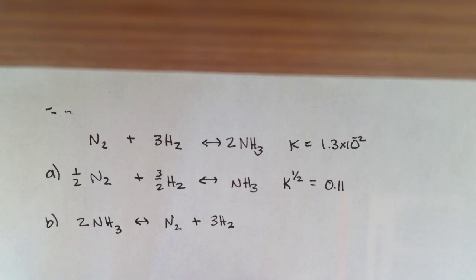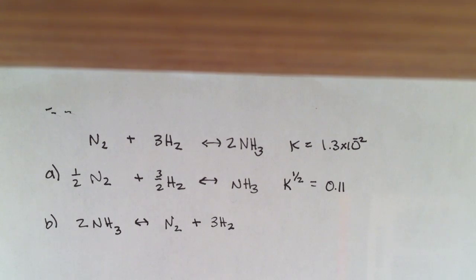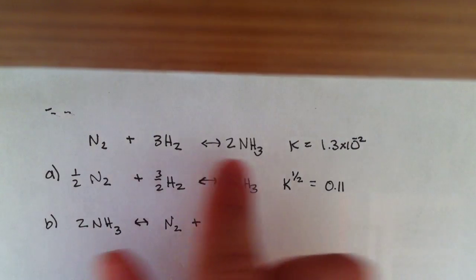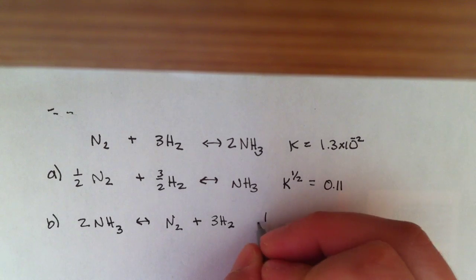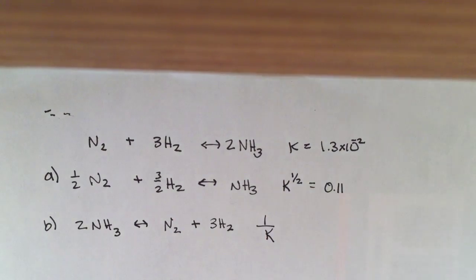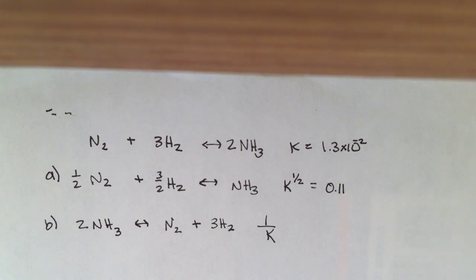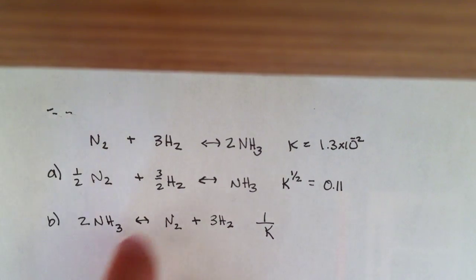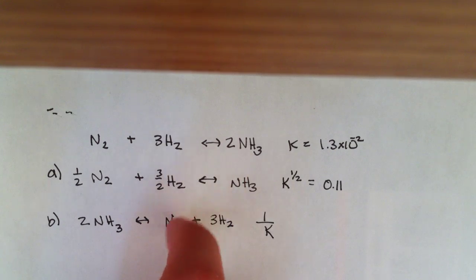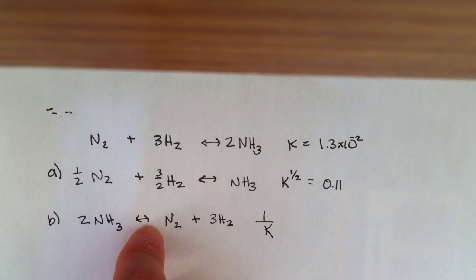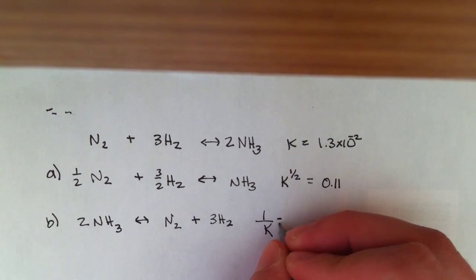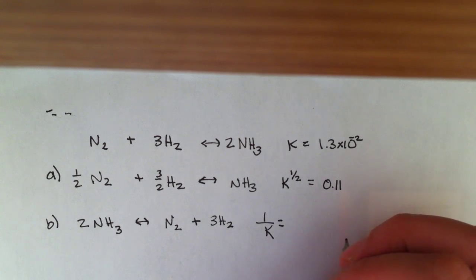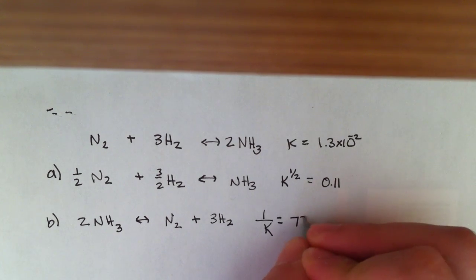Another rule that we have is if it is flipped, we need to do 1 over K. So in this equation, we took the original and we flipped it, so that's going to require us to take 1 over K. And if you look at it, you can also see that it went from 1 to 1, and 3 to 3. So it didn't change at all. All we need to do is do 1 over K. So when you calculate here, it's going to give you a value of 77.